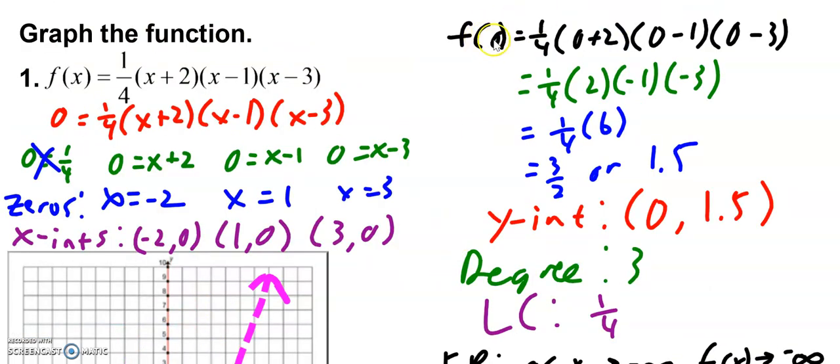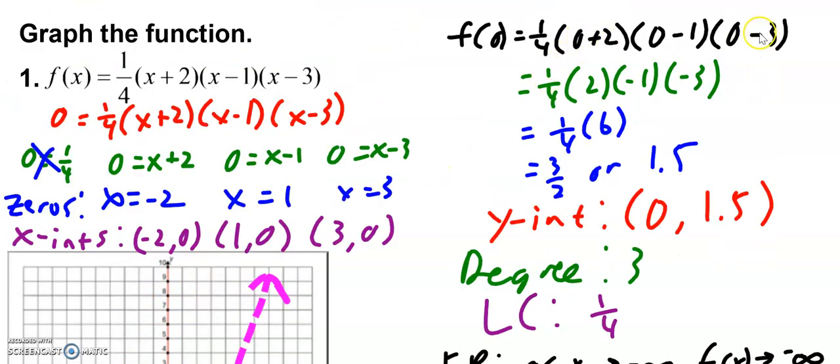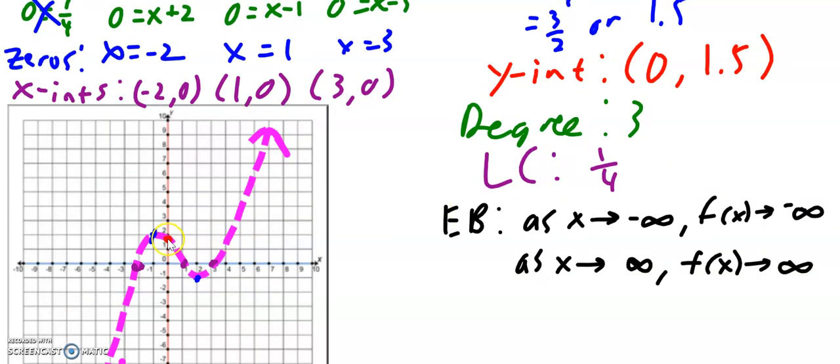Then I found the y-intercept. So for the y-intercept, I plug in 0 for x because, again, literally the x value on the y-axis is 0. So I plug in 0, do a little bit of arithmetic. I end up with 6/4, which is the same as 3/2. 3/2 is the same as 1.5. So my y-intercept is the point 0, 1.5. And I plotted that on my y-axis.